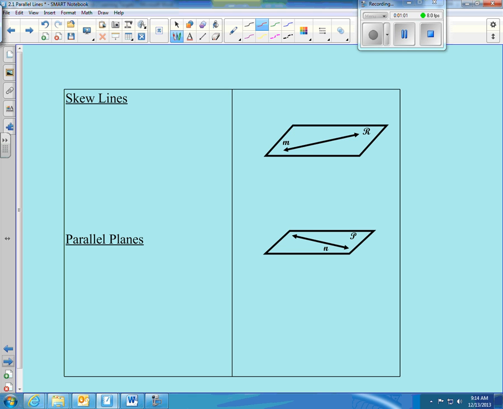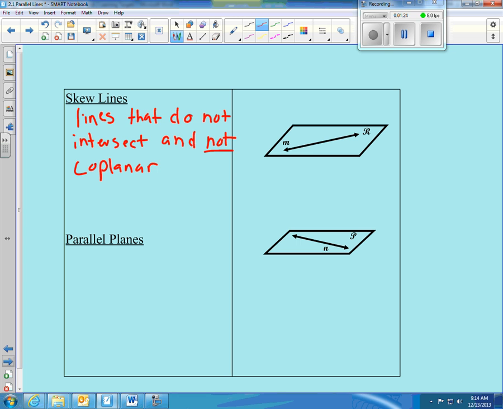Then we have skew lines. Skew lines are lines that do not intersect, and they are not coplanar. So they don't intersect and they're not coplanar. So they're going to be on what we see here as parallel planes, and we'll talk about that in a minute. So we can say that lines M and N are skew.